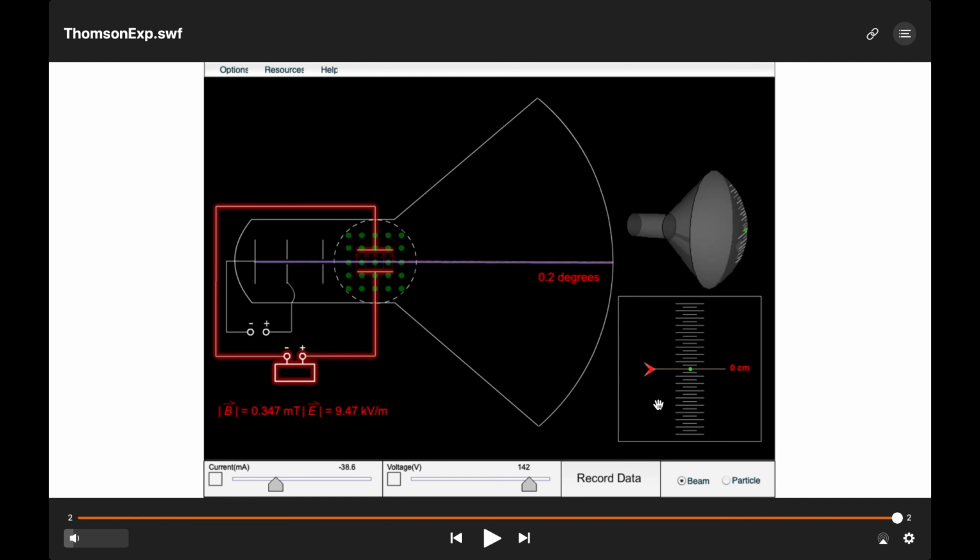Now for part 2 of the lab, what we're going to do is determine the charge to mass ratio of the particles. For this part of the lab, we're going to turn off the magnetic field completely. So no current in our solenoid, no magnetic field, and we're just going to adjust the electric field, and therefore adjust the voltage.